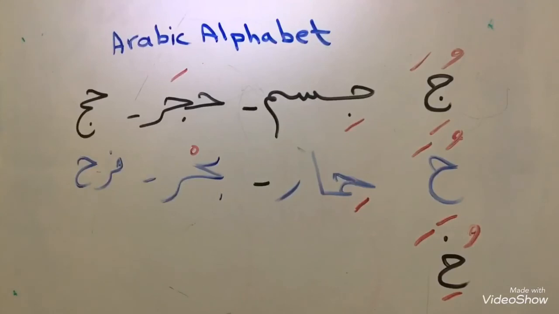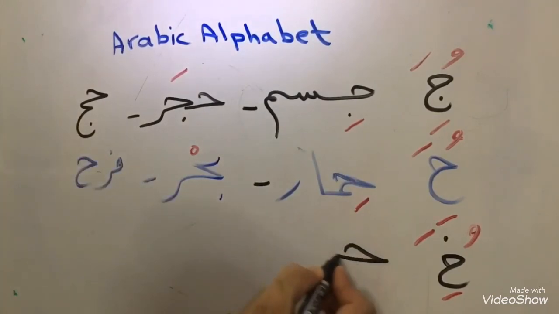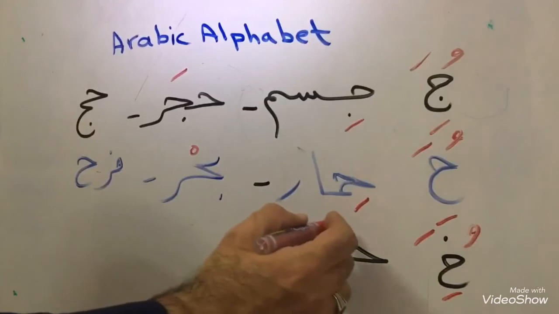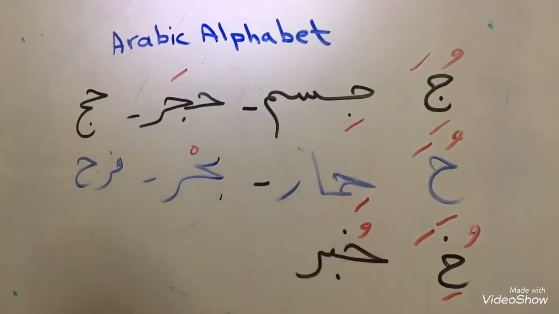An example of kha at the beginning of the word is khubz. Khubz means bread. We can see kha with dhamma. Khu, khubz.